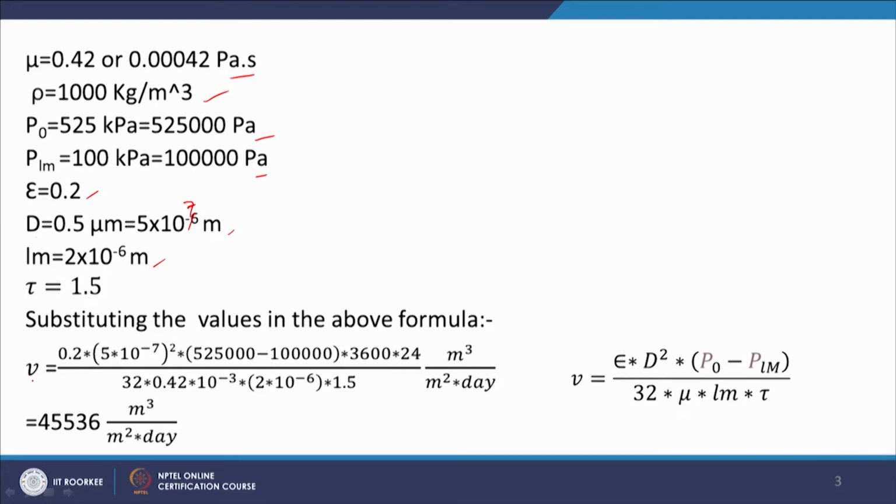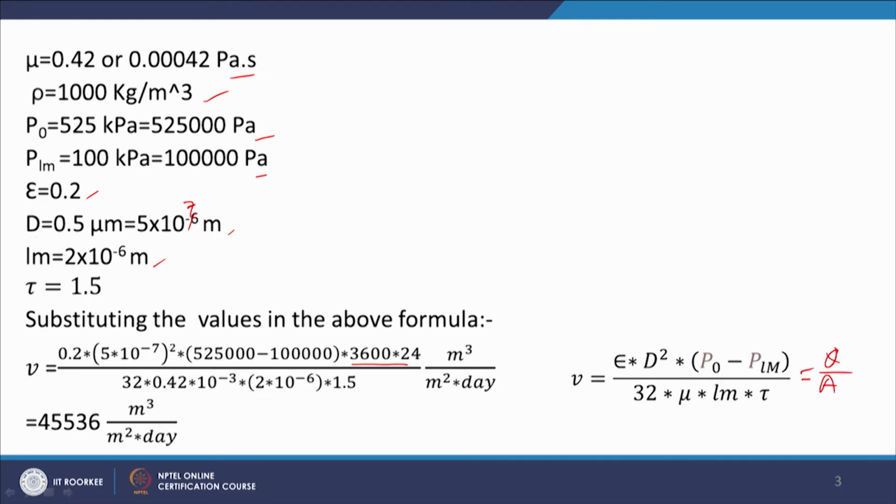So, we will be using V equal to E d square into (P 0 minus P L M) divided by 32 into mu into L M into tau. This term we are getting from the previous expression, but here another term is there, 3600 into 24, because in the previous expression, V equal to Q by A.